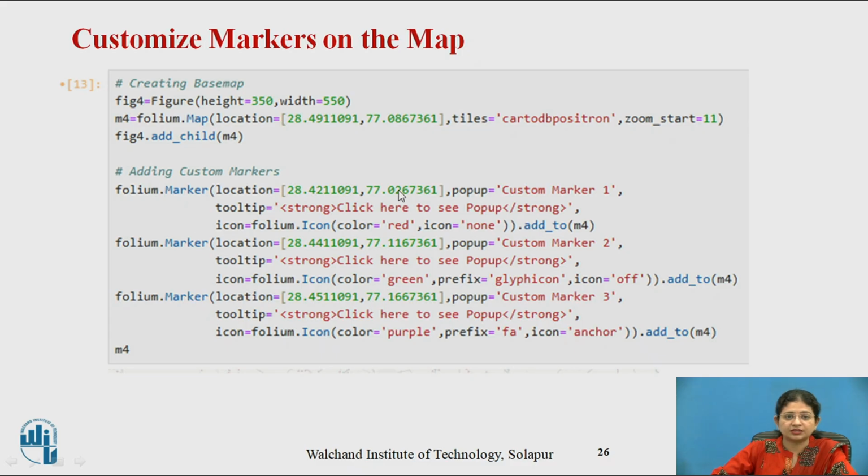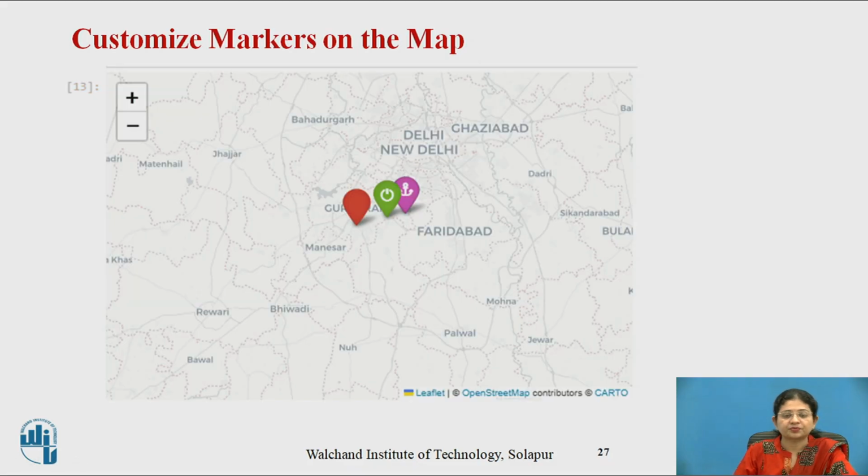Look here, three different positions, three different markers with three different colors. My first marker is shown in red color, the second marker is shown in green color, and the third marker is purple color. So let's see the output of this code. Look here, my first marker is shown in red color, the second marker is green color, and the third marker is purple color.